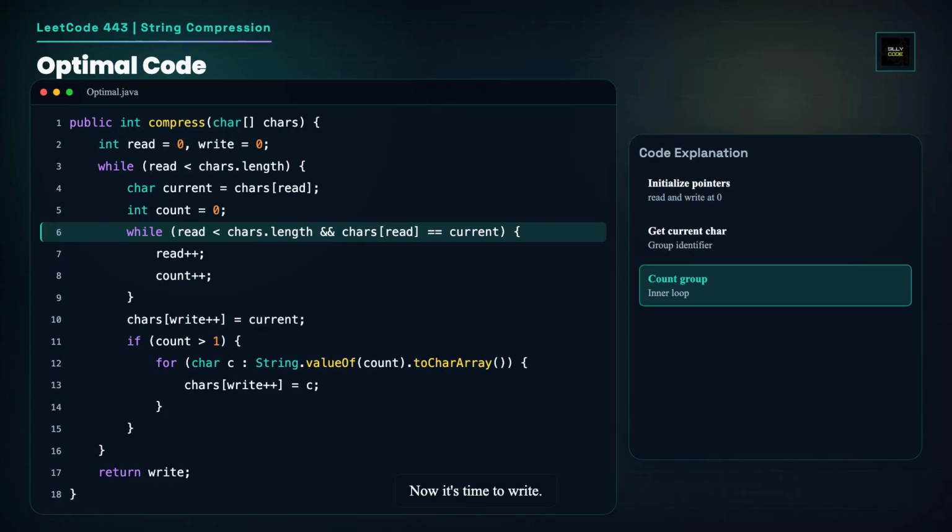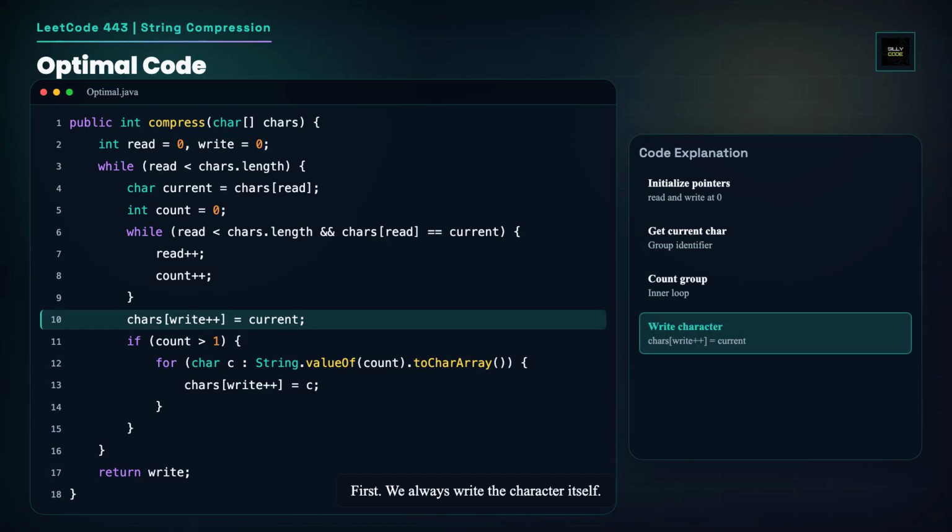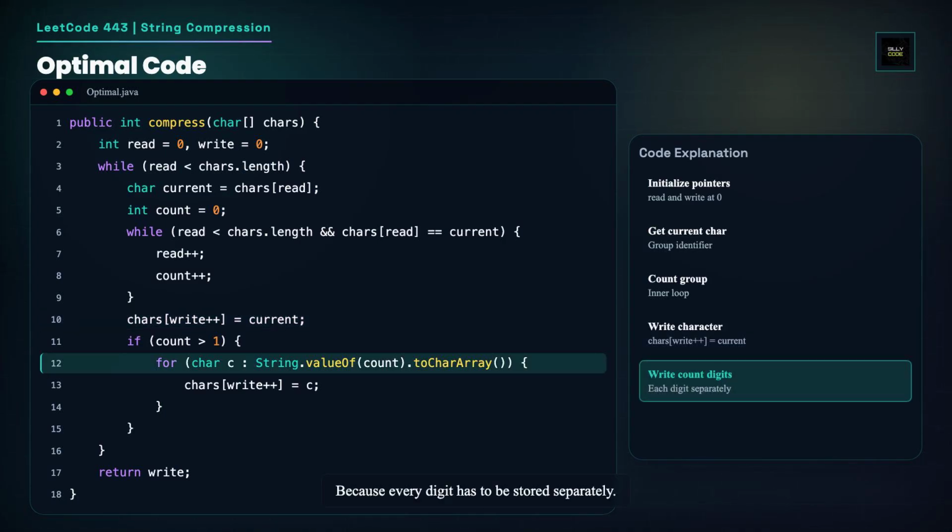Now it's time to write. First, we always write the character itself. Then we move the write pointer forward. If the count is greater than 1, we convert the count into a string. Why? Because every digit has to be stored separately. Now we write each digit, one by one, into the array. After every digit, the write pointer moves forward.